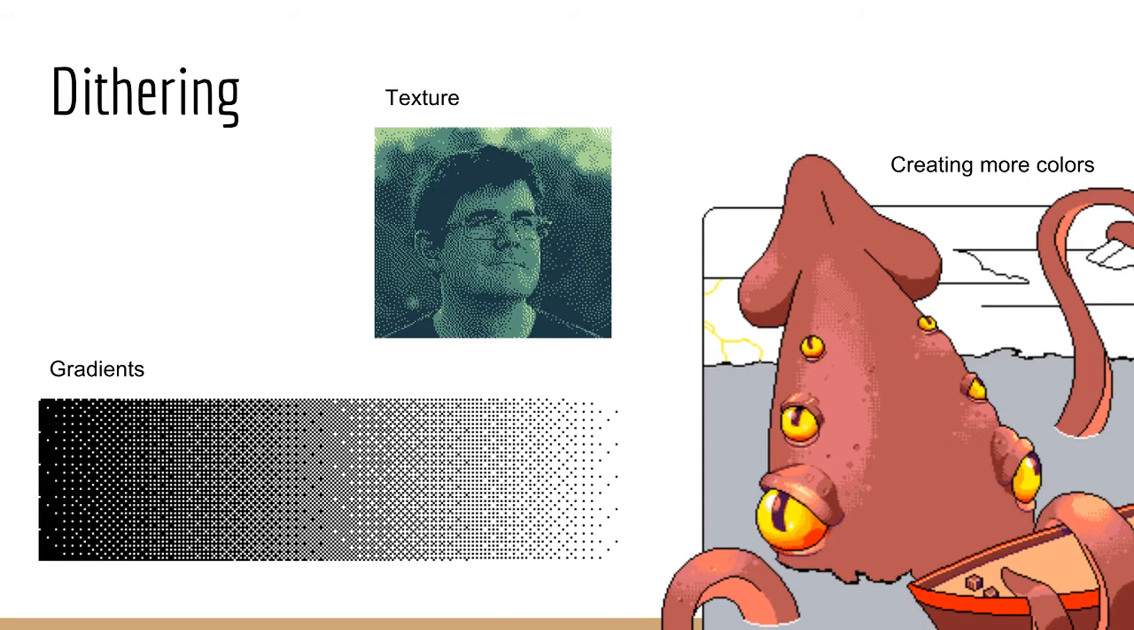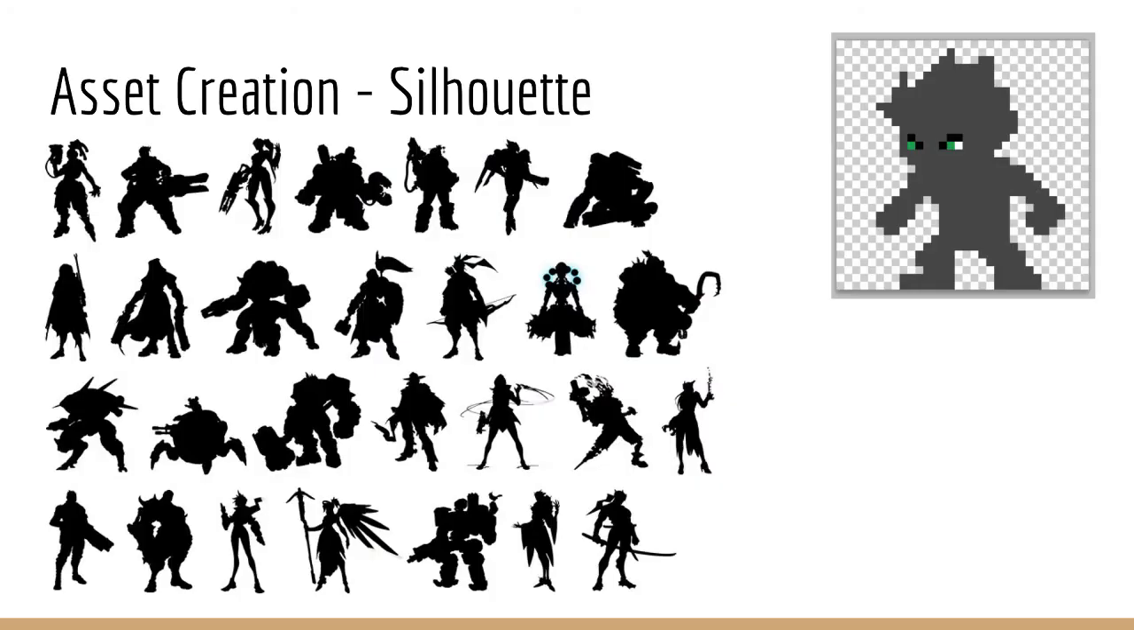But it still creates a cool stylized look and it's a thing you can do. We're going to be going through the asset creation process right now. I'm not going to be making anything, but I'm going to be showing you the steps that I would take to making a character. So we're going to start with silhouettes.